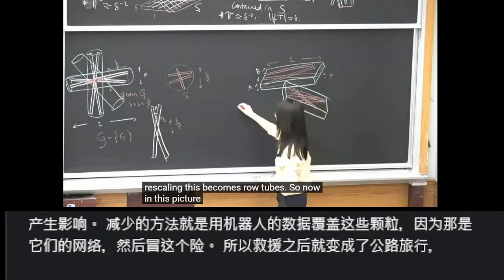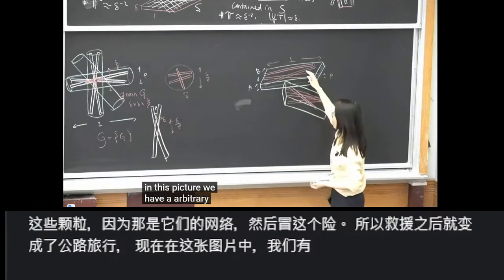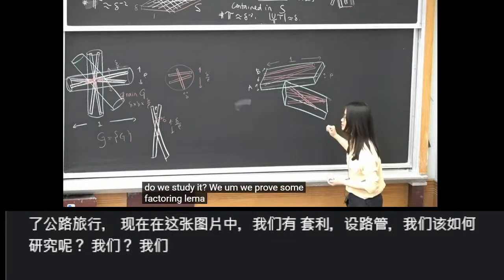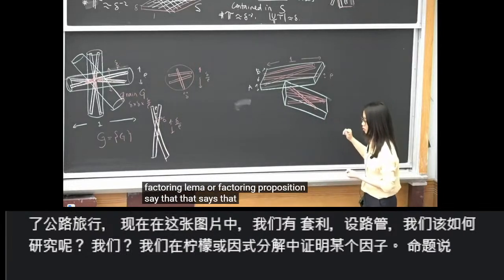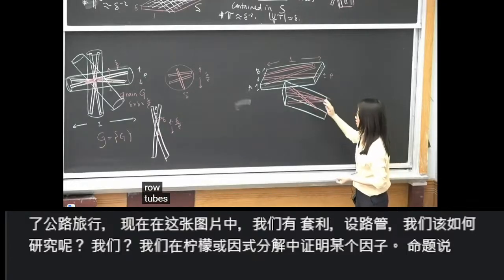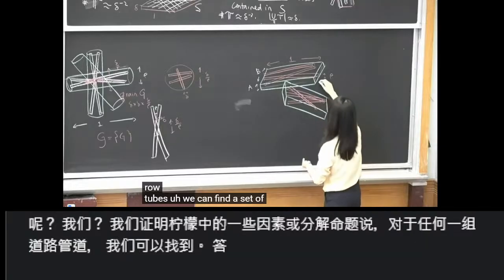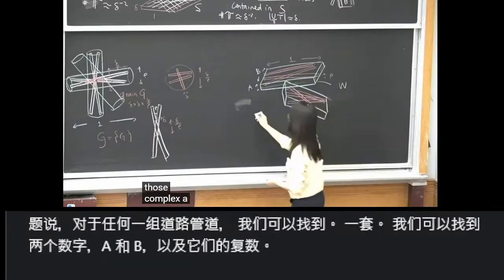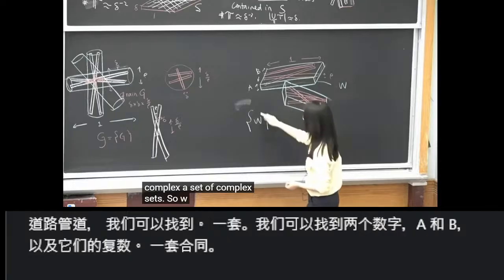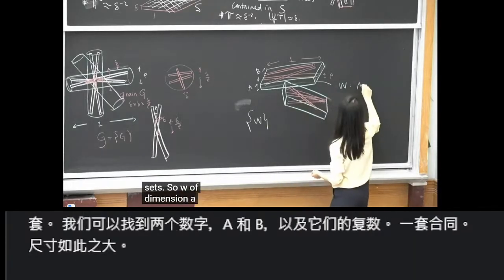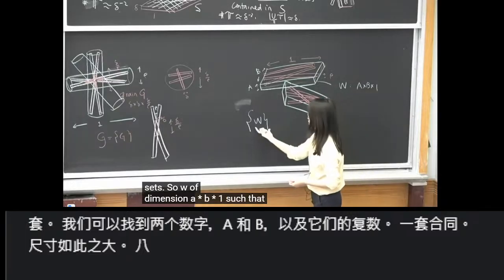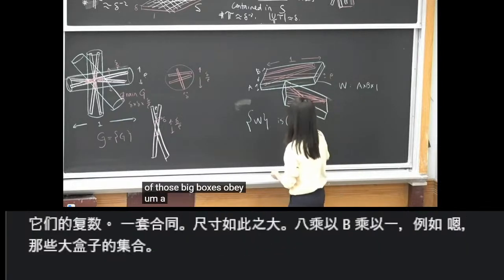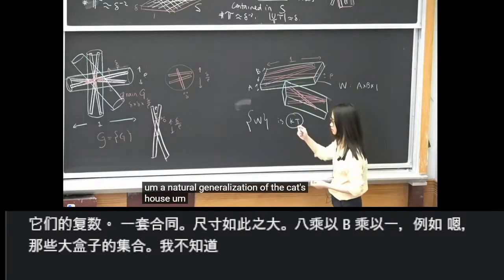So now in this picture, we have an arbitrary set of rho tubes. How do we study it? We prove a factoring lemma, or factoring proposition, that says that for any set of rho tubes, we can find two numbers A and B, and a set of complex sets W of dimension A times B times 1, such that the set of those big boxes obeys a natural generalization of the Katz-Wolff axiom.